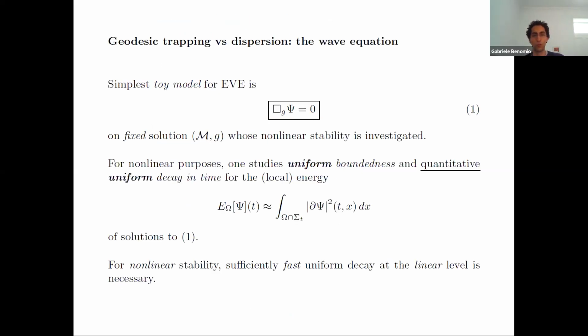So what does trapping have to do with the dynamics of solutions to the Einstein equations and their stability? To better understand this relation, I'll focus on a simpler toy model for the Einstein vacuum equations where trapping already plays a crucial role. Remember that I told you at the start of the talk that the Einstein vacuum equations can be written as a system of nonlinear wave equations in the metric g. But because of the nonlinear and tensorial character of the system, the vacuum Einstein equations are very difficult to study from the mathematical point of view. So what one can do is to consider a simpler model, that of a scalar linear wave equation on a fixed solution (M, g), whose nonlinear stability property we are interested in.